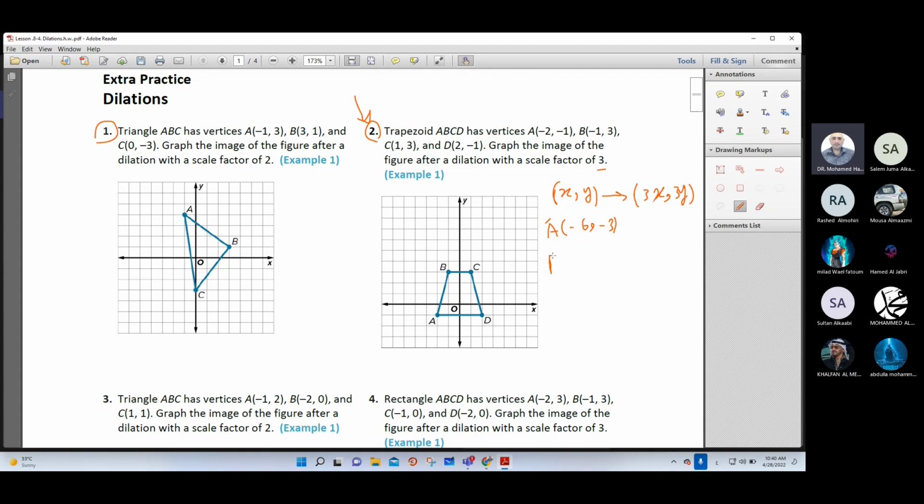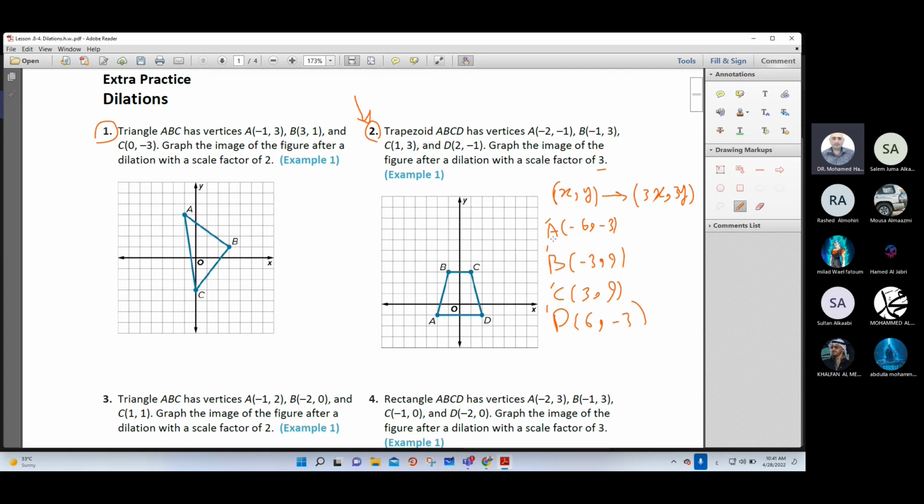And here we have B, so B prime: minus 1 times 3 will be minus 3, and 3 times 3 will be 9. Then C prime: 1 times 3 is 3, and 3 times 3 will be 9. Then D prime: 2 times 3 will be 6, and minus 1 times 3 will be minus 3. These are the vertices of the image.